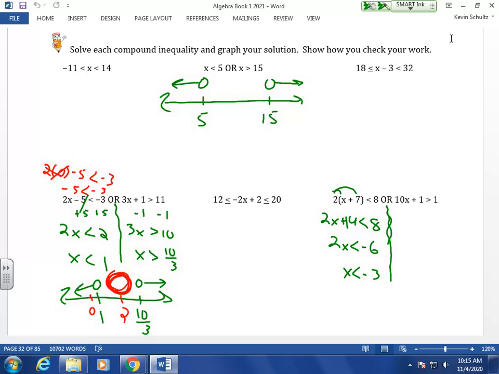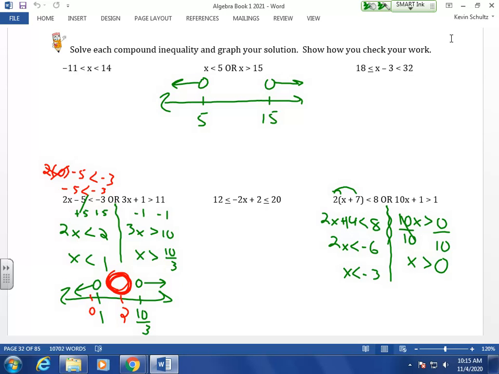The other one, 10x plus 1 is greater than 1. We'll start by subtracting 1. Opposite operations. We get 10x is greater than 0. And this tends to throw some people off sometimes when you get 0 on your solution side. Okay, 0 is still a number. We can still use it. Our second step here is to divide by positive 10, divide by that coefficient, to get x by itself. And what's 0 divided by 10? 0. So don't be thrown off there by having that 0 on your solution side. You can still solve it.